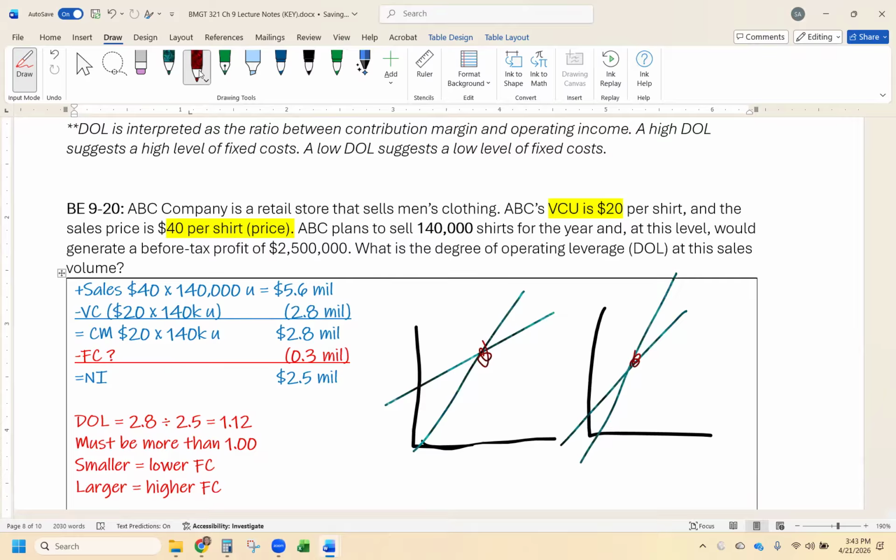This company here that's making men's clothing, that's a pretty low price, $40, but it's still not a high fixed cost operation. If they had a lot of machinery, their fixed cost should be a lot higher than that. And if I had made this 400,000 instead of 140,000, then the degree of operating leverage would have been a lot higher. So it's just because of how I set up the problem. Questions on that?